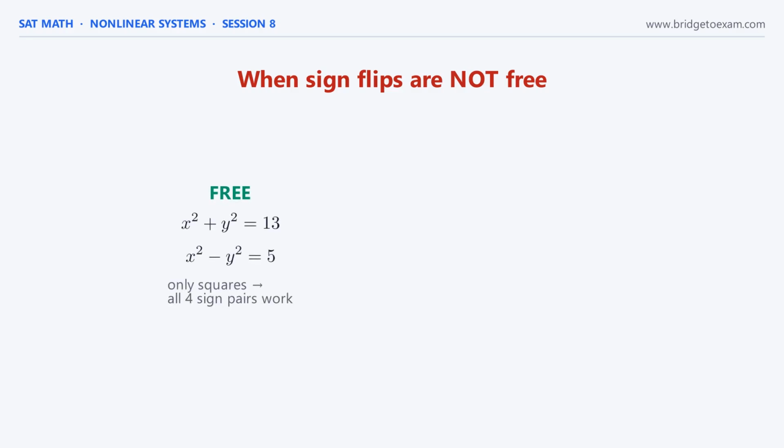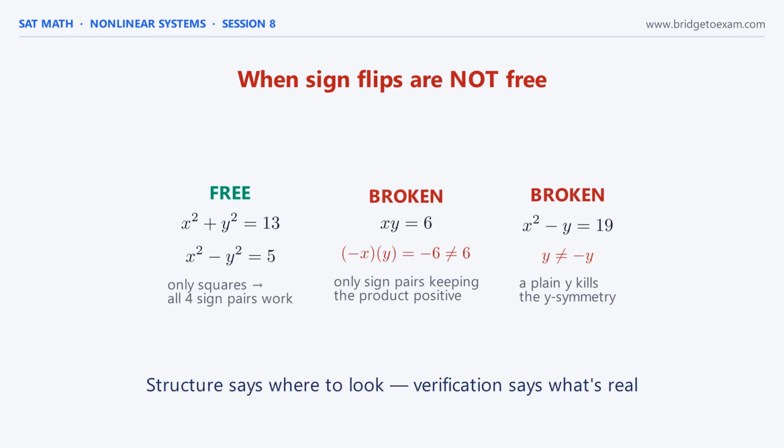Now, the essential caution, because the 4 solutions idea can be over-applied. Sign flips are free only when every equation depends on squares alone. Watch what breaks it. If one equation is x times y equals 6, then flipping just one sign turns the product negative, and negative 6 is not 6. So only sign pairs that keep the product positive survive.